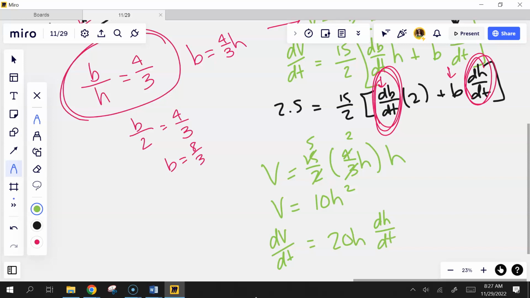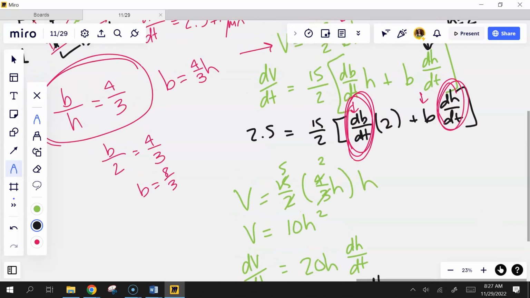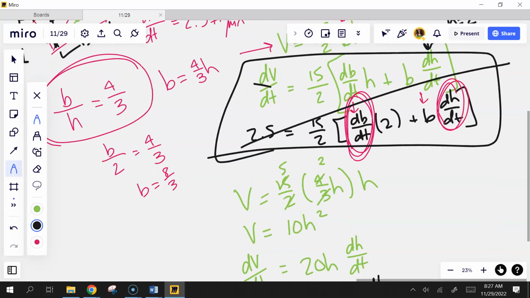Now I can plug in the things that I know. dV/dt is, what did we say? 2.5. When the height is 2. Wow, look how much easier that was, y'all, if I omitted all of that.